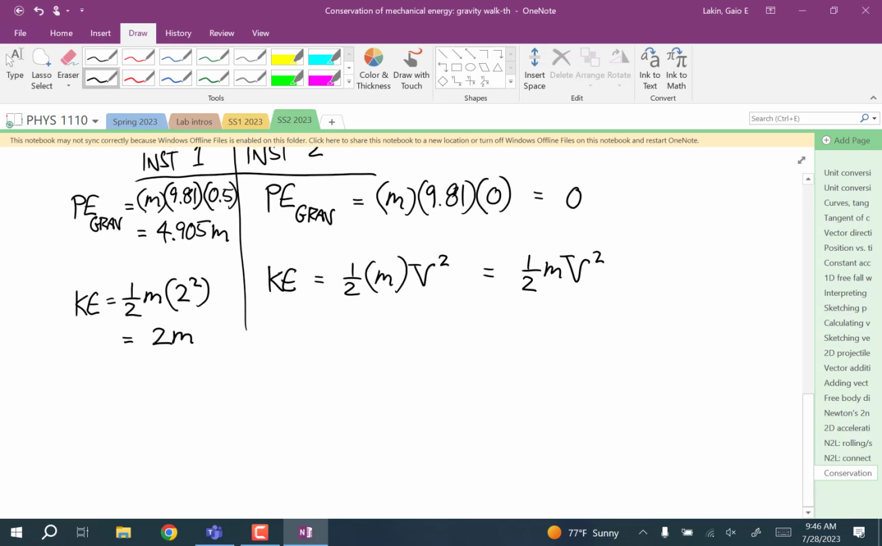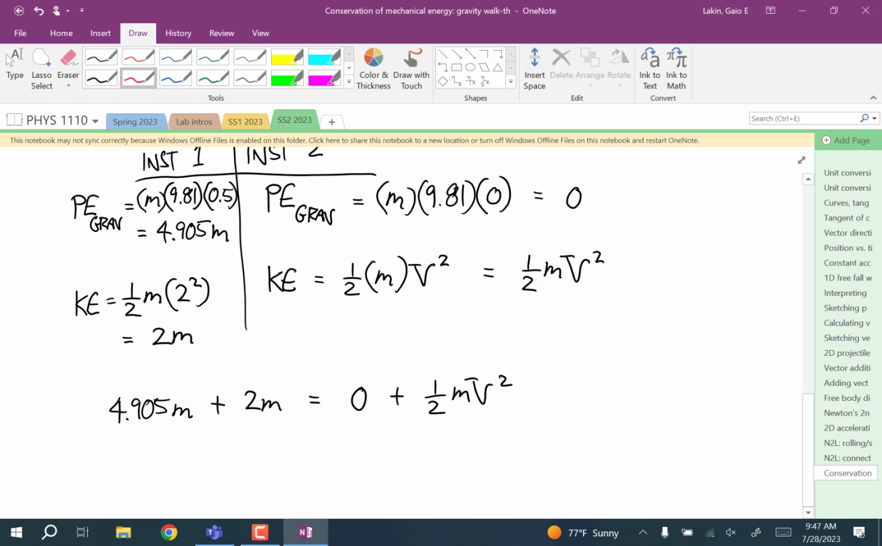Now that we have this, we can add up the potential and kinetic energy at instant 1 and set it equal to the sum of the potential and kinetic energy at instant 2. And so what happens when we do that? 4.905 m plus 2m is equal to 0 plus 1/2 mv squared. Now pause the video and see if you can use this equation to solve for v.